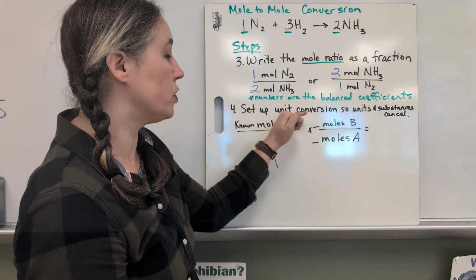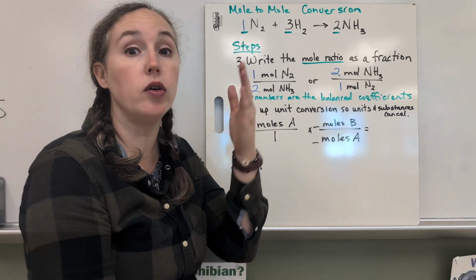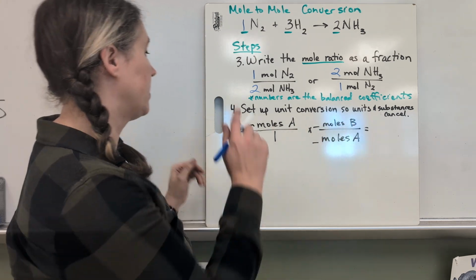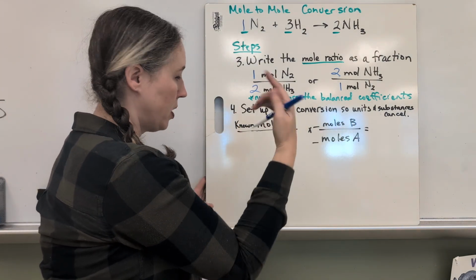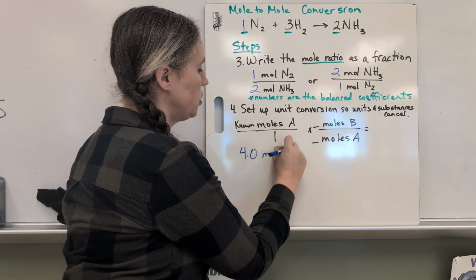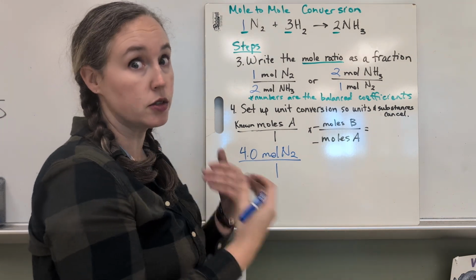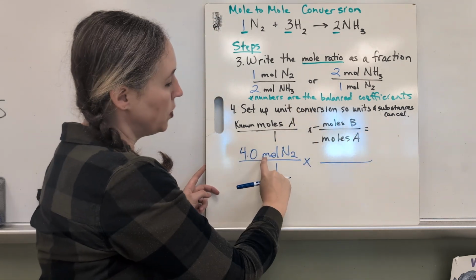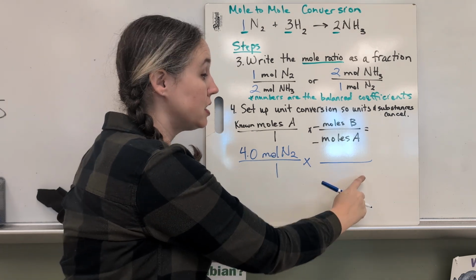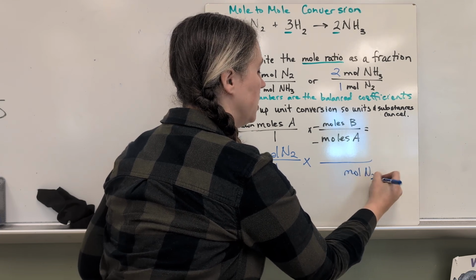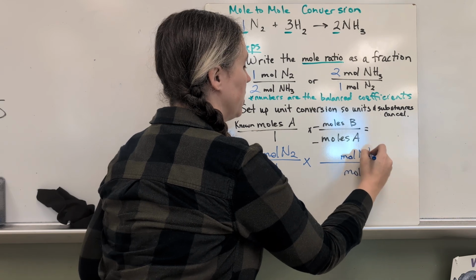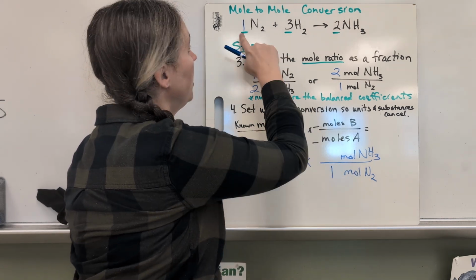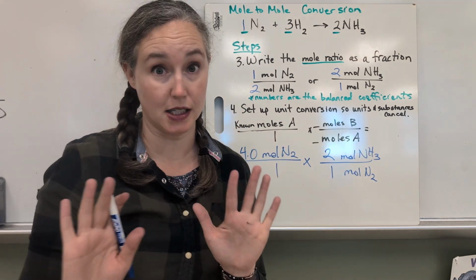Now, time to convert. Let's set up the unit conversion so that the units and substances cancel, right? Because we're going from moles of one substance to moles of a different substance. This is why, even though it's kind of annoying, we have to write the substance. So we take our known moles of A, which from our problem before was 4.0 moles of N2. We're going to put that over 1 to make it a fraction because we're multiplying fractions. And then our second one, we want to set it up so the units and substances cancel. If I have moles of N2 on the top in the first fraction, I want moles of N2 in the denominator of my second fraction and moles of my unknown, B, which in our case was NH3, up there. I refer to my mole ratio, my balanced chemical equation, and for every 1 mole of N2, I can make 2 moles of NH3. That's my setup.